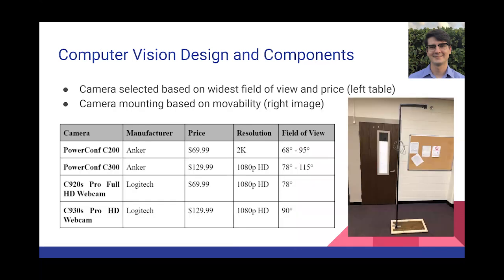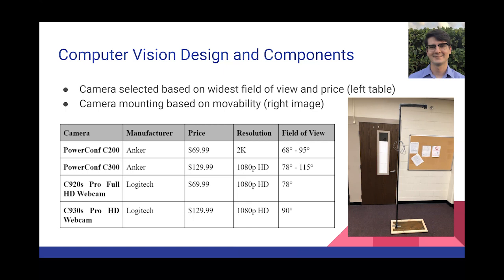Looking at the actual camera for the computer vision system, this table on the left shows some options. The primary things we were considering were the price of the camera as well as the field of view. A variable field of view is important, and a large field of view is important because a larger field of view essentially means that the camera does not have to be as high above the table.